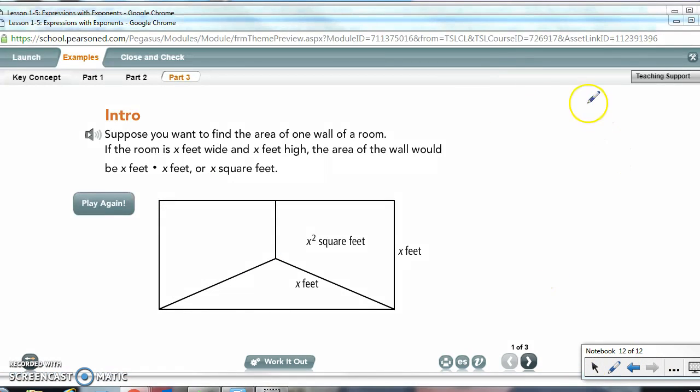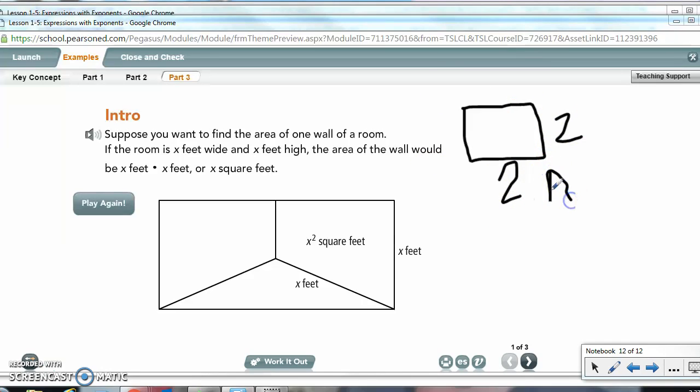So, as an example, pretend I'm painting Harley a nice little wall in her cage. And this is one of her walls, okay? And it was 2 feet by 2 feet. How can I find the area of this? Well, some of you may remember the formula for area is base times height. So if my base is 2 and my height is 2, 2 times 2 will give me 4.